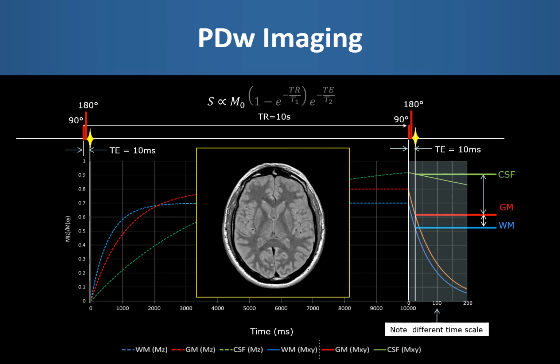And if we look at a typical proton density weighted image, again, we can see higher signal within the CSF, and we also find that the grey matter on the outside here appears brighter than the white matter, which you can see here in the slightly darker shade of grey. So this is the proton density weighting with a long TR and a short TE.